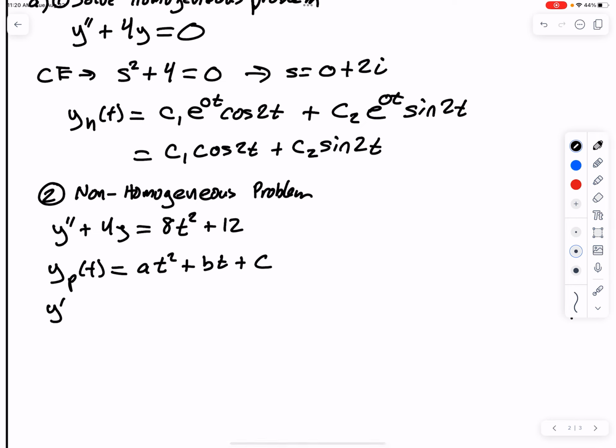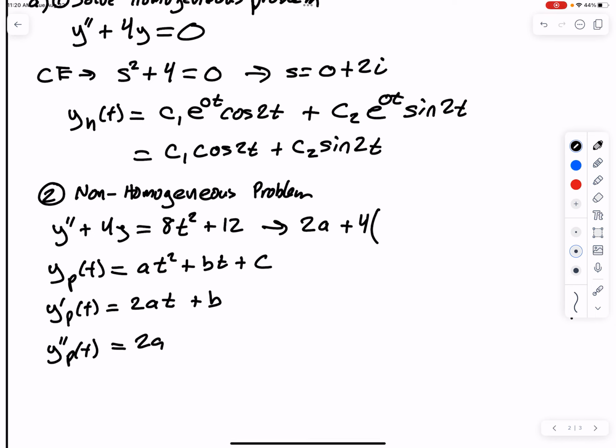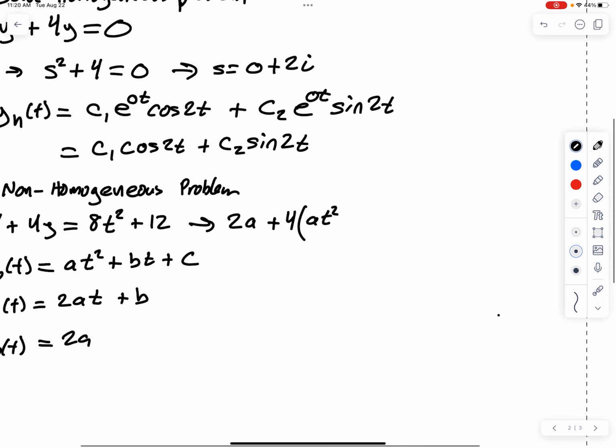Let me take the first derivative of that, and that would give me 2at plus b. And let me take the second derivative of that. That would give me 2a. And if I write down the differential equation with y_p plugged in, the second derivative is 2a. And then I need 4y, and y is y_p in this case. So that's 4 times at squared plus bt plus c. And that is supposed to equal 8t squared plus 12.